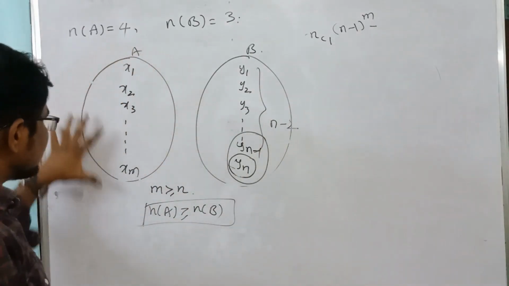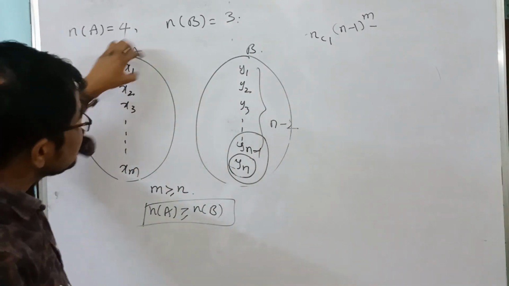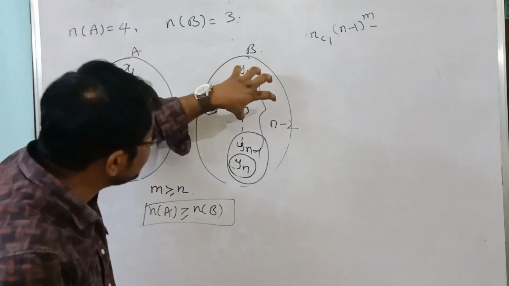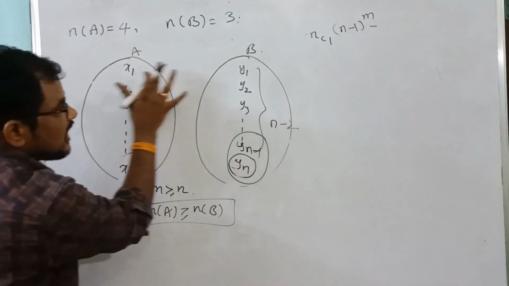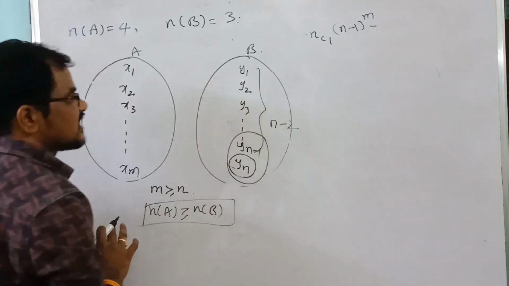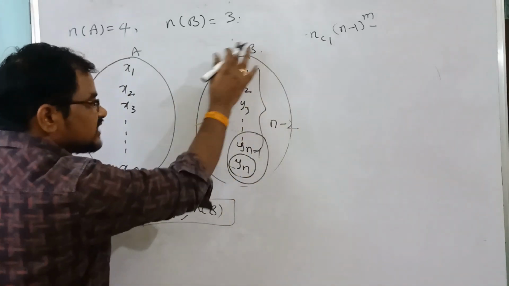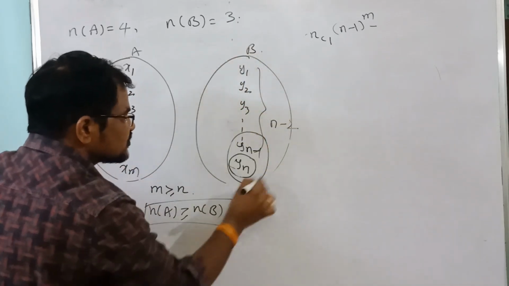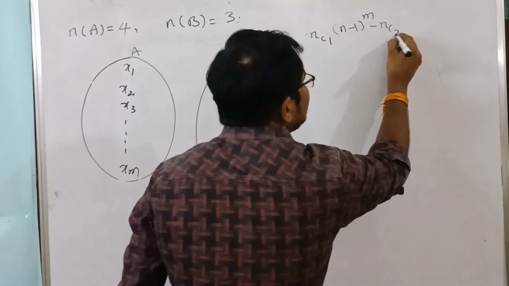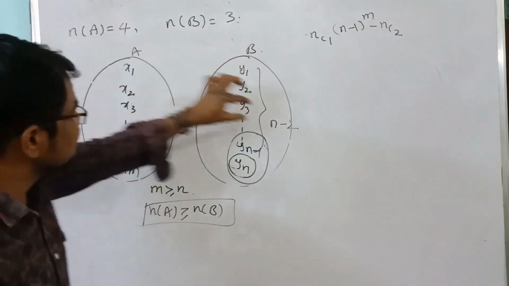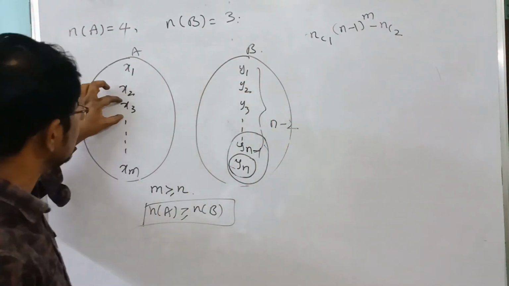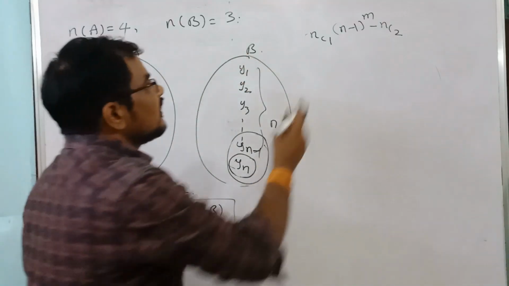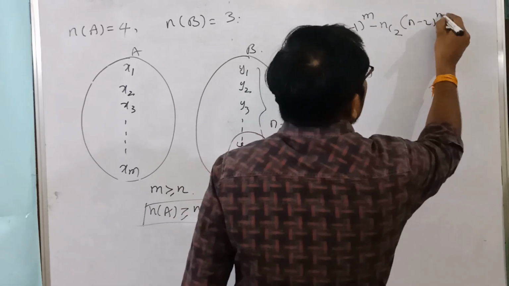So for the remaining elements in A, how do we take images from B? How many chances are there? N minus 2 image chances. For this one also N minus 2. So first you select 2 out of these N elements, that is NC2. For this one N minus 2, for this one N minus 2 images, for each we have to map x1 to this one. So N minus 2 whole power M.